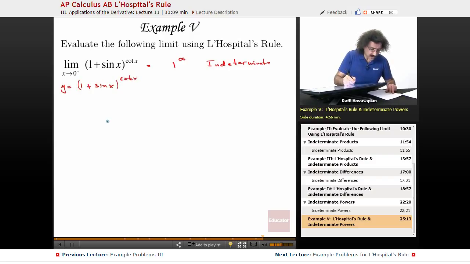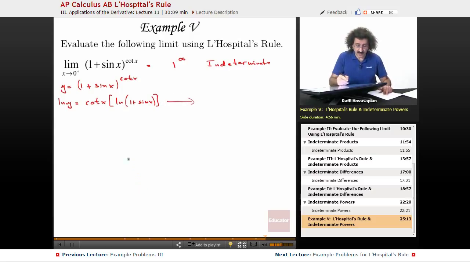raised to the cotan x power. When we take the natural logarithm of both sides, we're going to get the natural logarithm of y equals the natural logarithm of this, which is going to equal cotangent of x times the natural logarithm of 1 plus sine x. When I take the limit of this, now when I take x going to 0, I'm going to get infinity times 0. This is an indeterminate product.